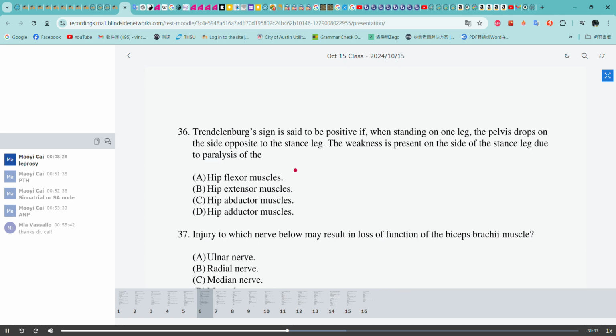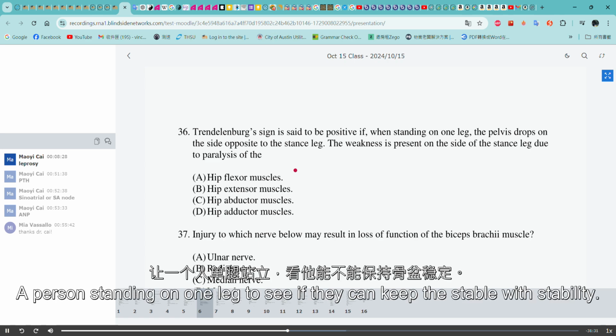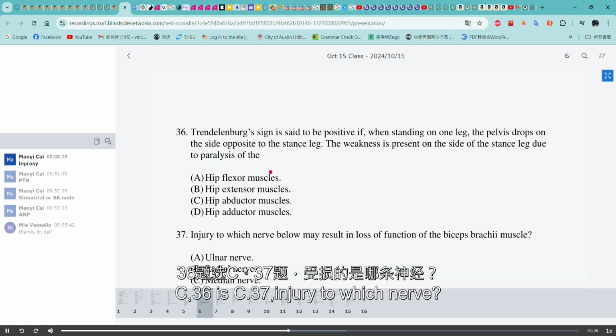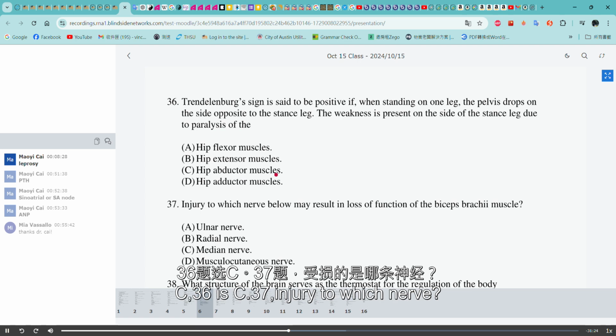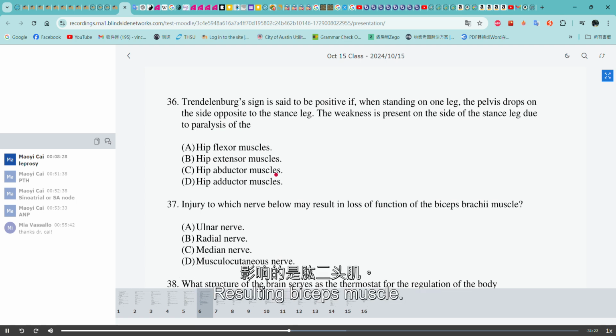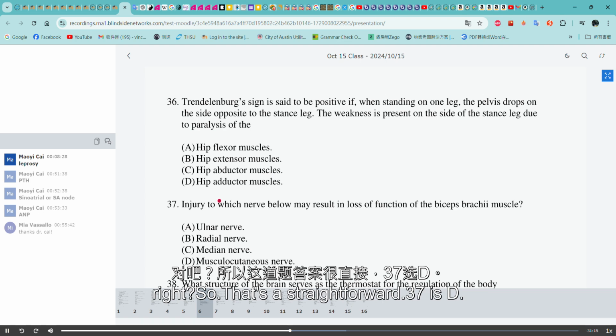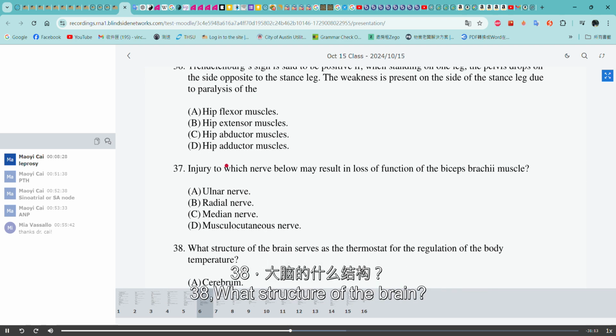How do you test that? A person stands on one leg to see if they can keep stability. C, 36 is C. 37, injury to which nerve resulting in loss of biceps muscle function? Well, the biceps is controlled by the musculocutaneous nerve, right? So that's straightforward. 37 is D.